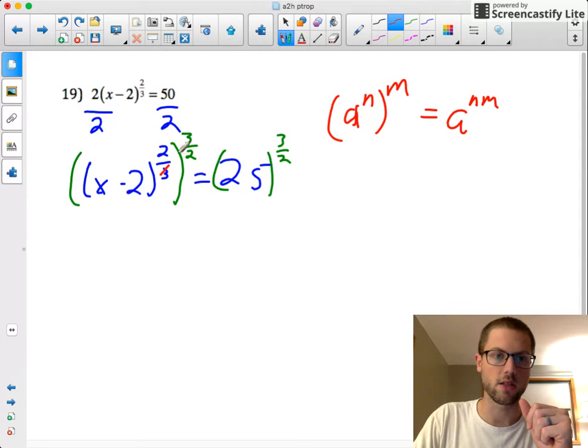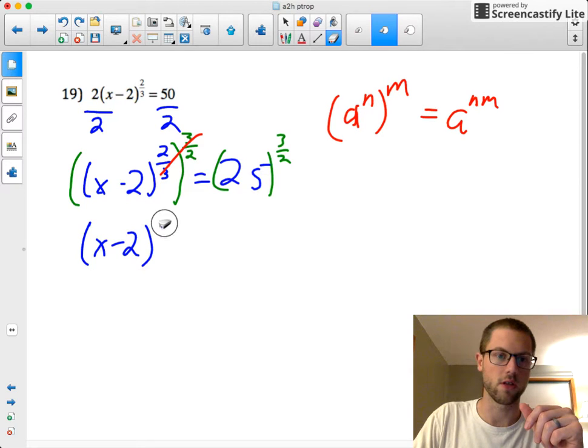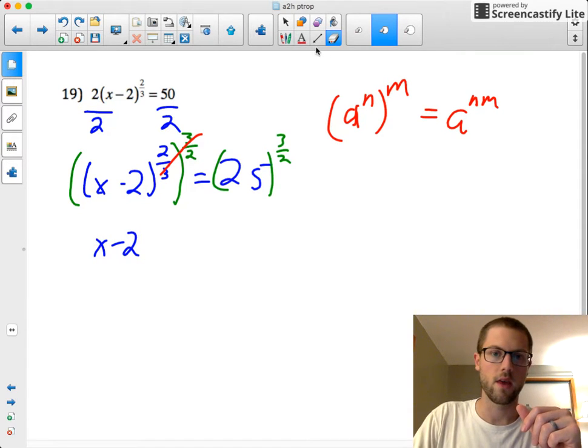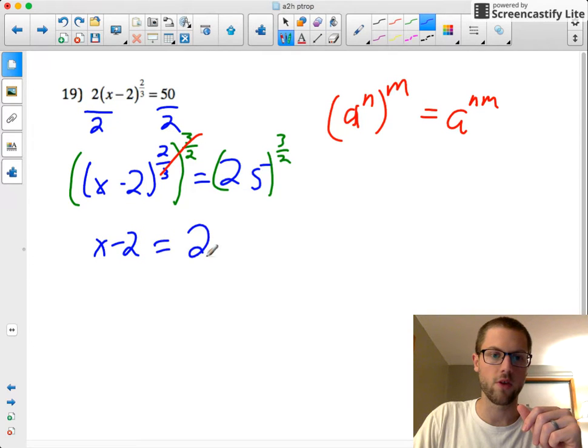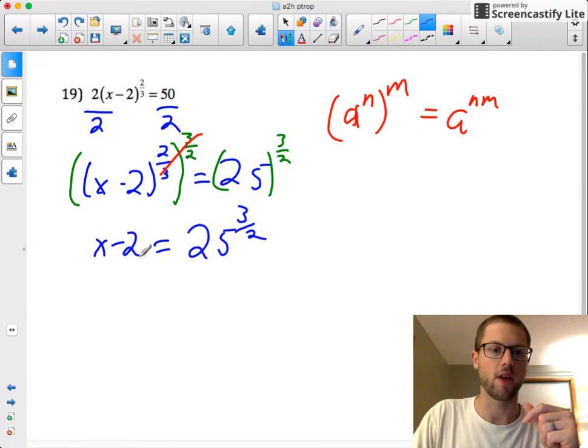So this is nice. This exponent cancels, and now I have left my x minus 2, and that's really to the first power, so I don't actually need these parentheses here. That's just my x minus 2, and that's going to equal 25 to the 3/2 power. So I'm not quite done. I need to figure out what this 25 to the 3/2 power is.